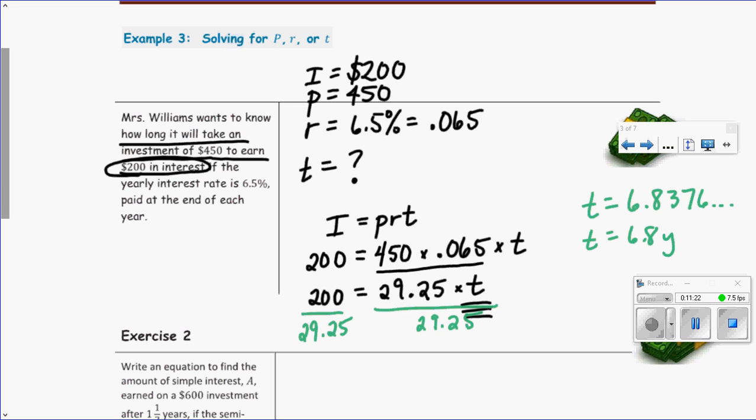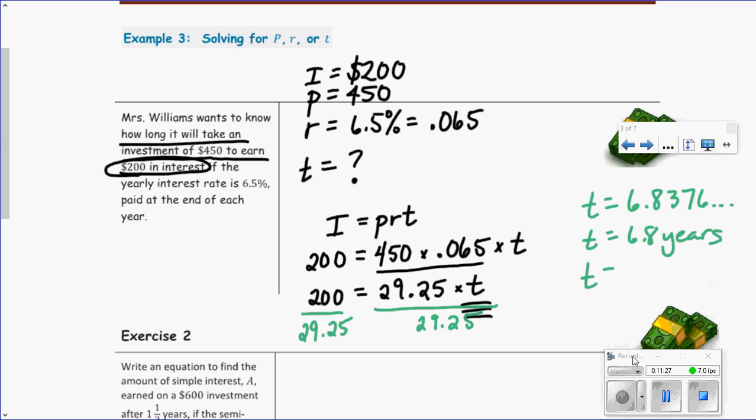But if you want to know whole years, like how many years should she leave it in order to earn that, it has to be 7 years because 6 years wouldn't be long enough. So I would accept either one of those answers, 6.8 years, or if you're going to use whole numbers, you have to leave it for 7 years.